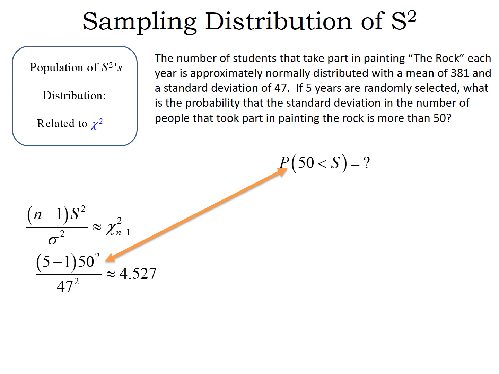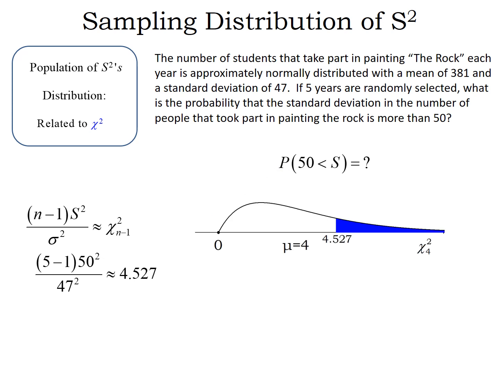Like we discussed before, we want the probability of getting this value of S, 50, or a larger value. So if we replace the 50 with a larger value like 60, 70, 80, that would cause this chi-squared score to go up. So we want the probability of getting this value for the chi-squared score, 4.527 or higher.